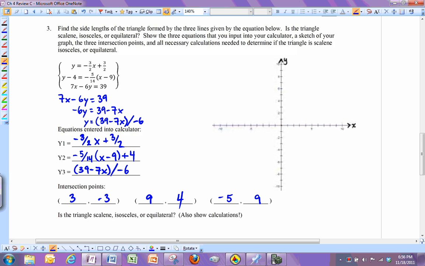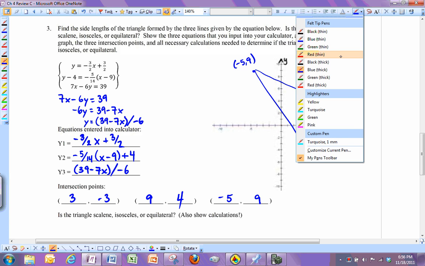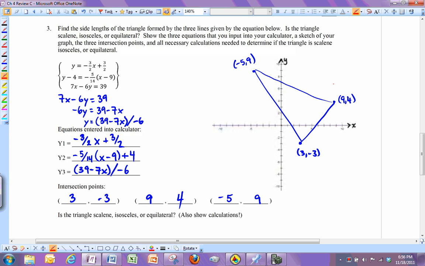Let me close this. Let's graph these points. 3, negative 3 right here. 9, 4 right here. And negative 5, positive 9 way up here. Let me connect these to make a triangle. 1, 2, and 3. Okay, so the real question is, what kind of triangle is it?